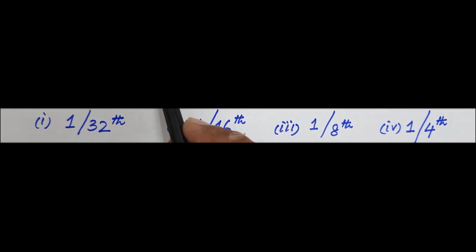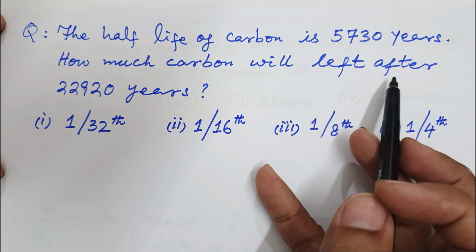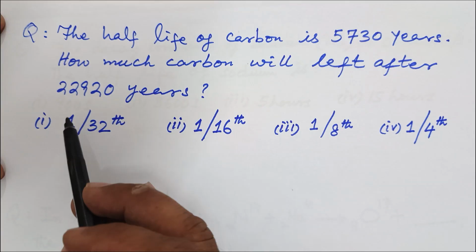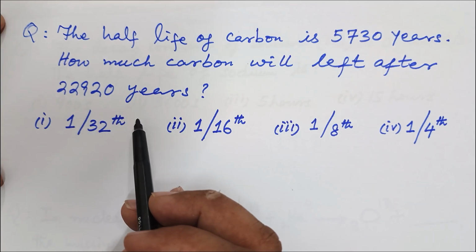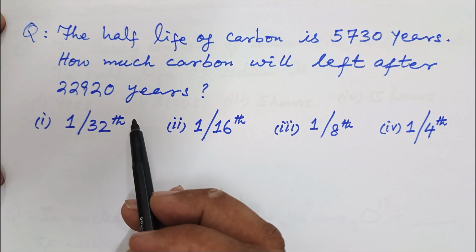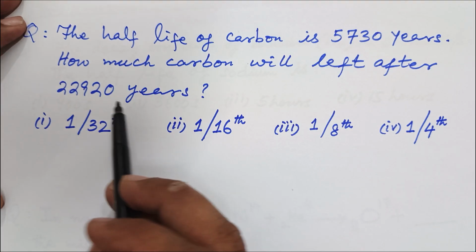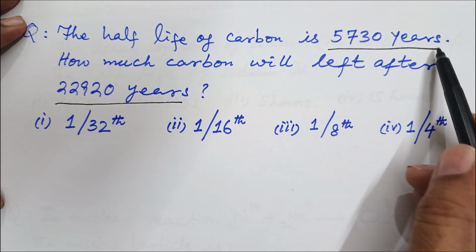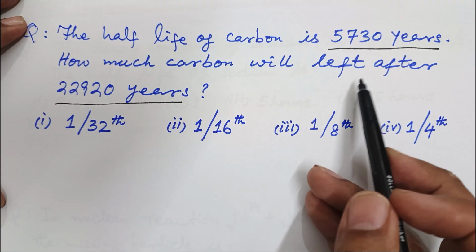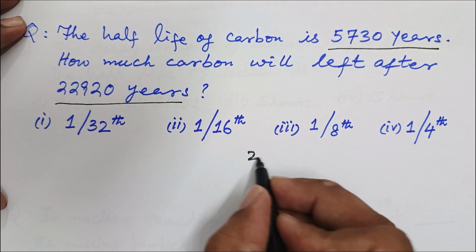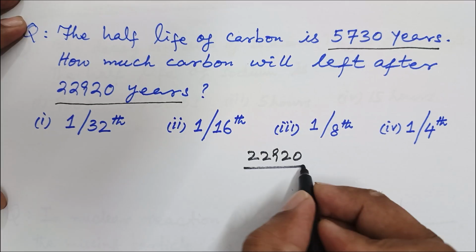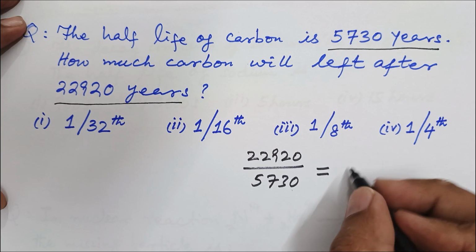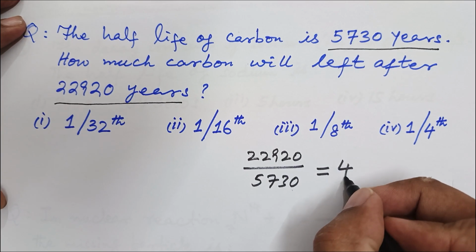Okay, the half-life of carbon is 5730 years. How much carbon will be left after 22920 years? So what's the correct way to find it out? This is the total years, this is the half-life. Okay, so you have to find out what's the relation between them. 22920 divided by 5730, so the answer will be 4.